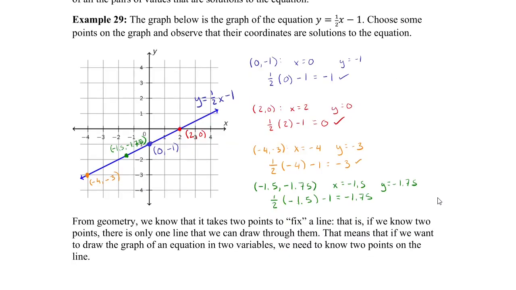From geometry, we know that 2 points fix a line. That is, if we know 2 points on a line, then there's only one line we can possibly draw through them. As long as we're working with a linear equation whose graph is a straight line, as long as we know 2 points on that line, we can go ahead and draw the line.